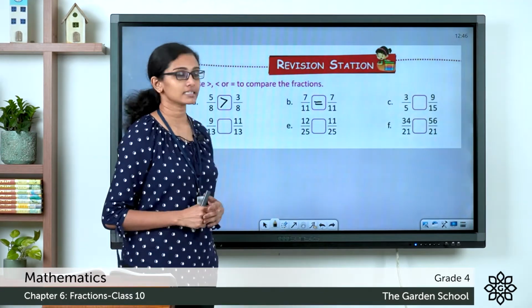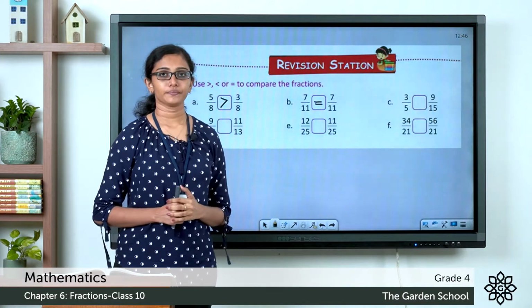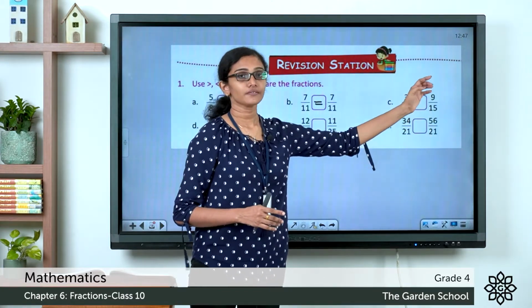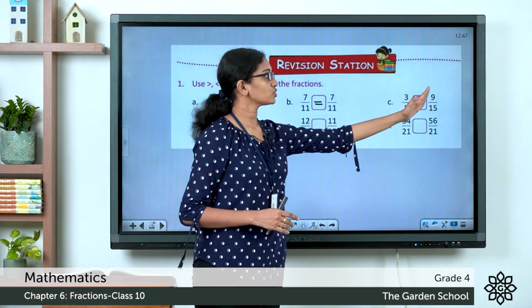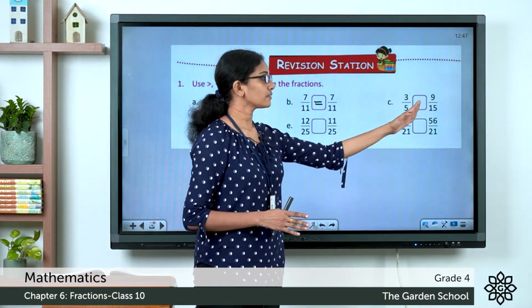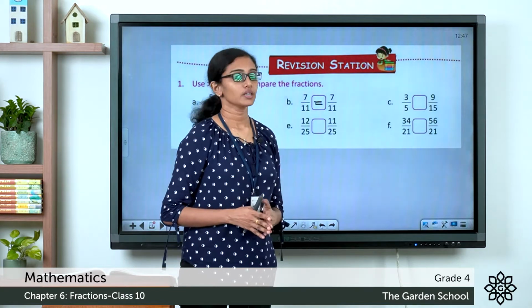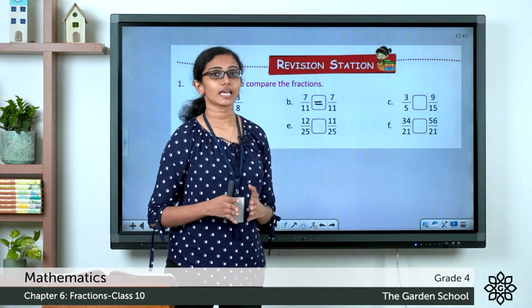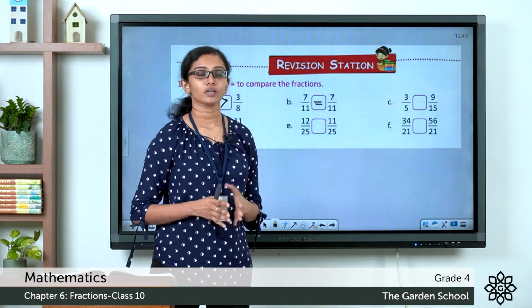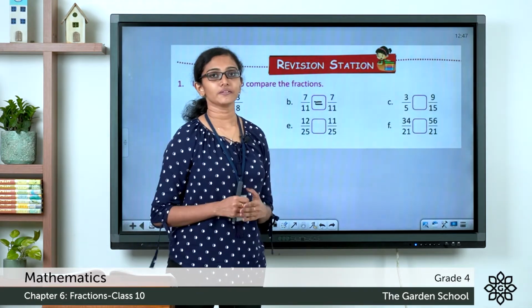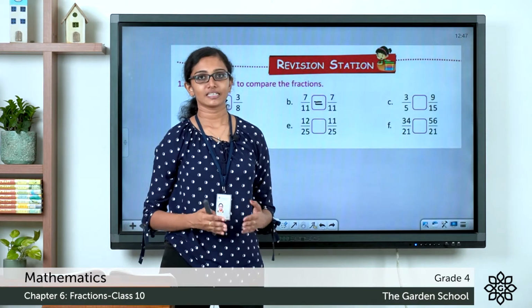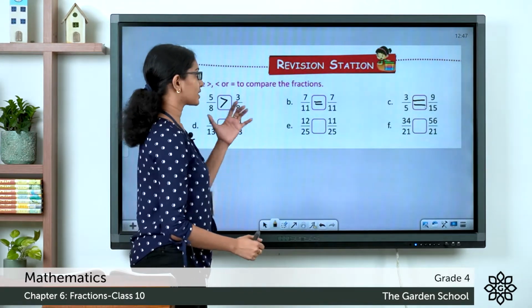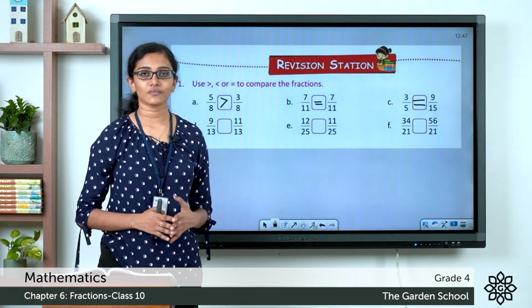Now, the third one, question C, 3 by 5 and 9 by 15. Observe the fractions 3 by 5 and 9 by 15. The numerator in the second fraction, the fraction on the right, 9. 3 into 3 is equal to 9 and the denominator 5 and 15. 5 into 3 is equal to 15. So, in the fraction on the right, the numerator and the denominator are multiplied by the same number to this fraction 3 by 5. Which means 9 by 15 is an equivalent fraction of 3 by 5. Since they are equivalent fractions, you can put the equal to symbol in this box. Similarly, you can complete the rest of the questions from this exercise.